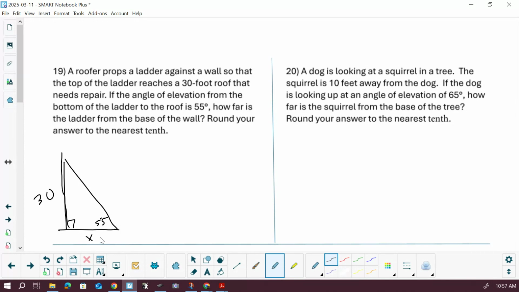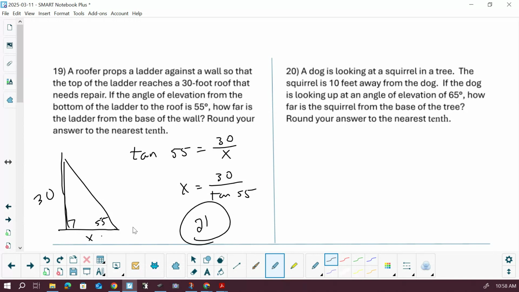So here's our angle. This is the adjacent. Here's the opposite. That's tangent. Tangent of the angle equals the opposite over the adjacent. We'll use our shortcut. We get x equals 30 divided by tangent 55. 30 divided by the tangent of 55 equals 21.00, so 21. And since this is an actual measurement, feet.